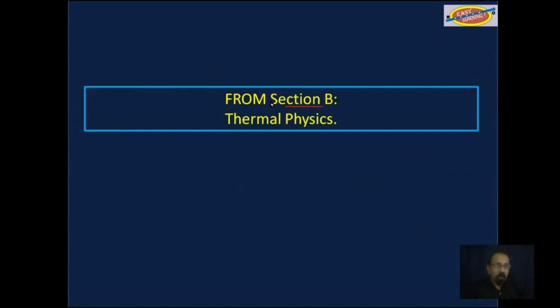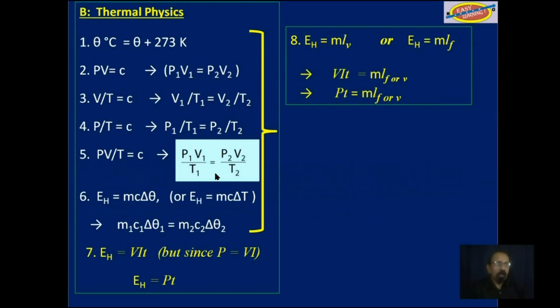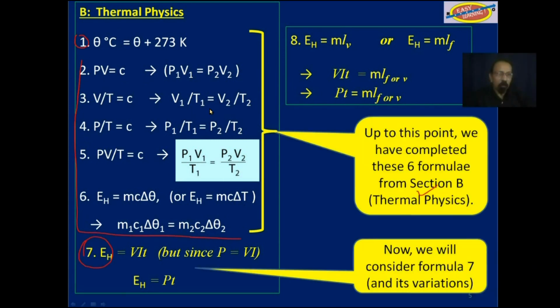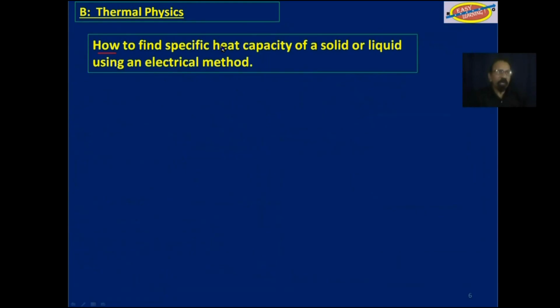From section B, we have already covered quite a few formulae. As a matter of fact, we have covered all of these, 1 right down to 6. And now we will consider Formula 7 and its variations: how to find specific heat capacity of a solid or liquid using an electrical method. In the last video, we were using the method of mixtures.